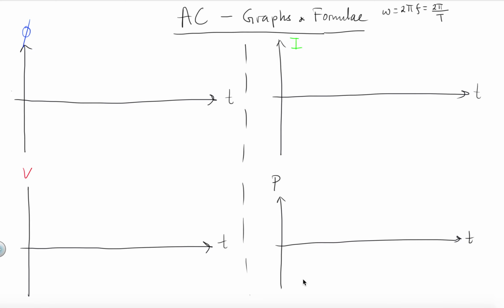In this video we're going to be talking about the graphs of magnetic flux, voltage, current and power for alternating current, and also talking about their formulae. One thing we have to recall is the definition of angular frequency, which is 2 pi times the frequency, or 2 pi divided by the period.